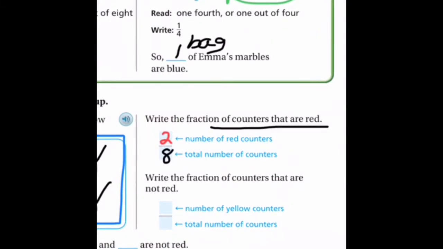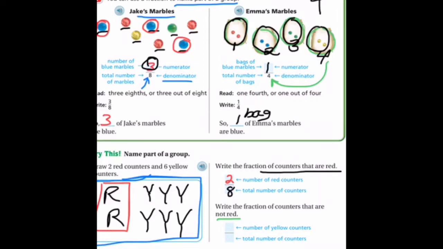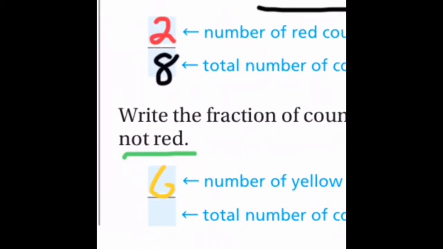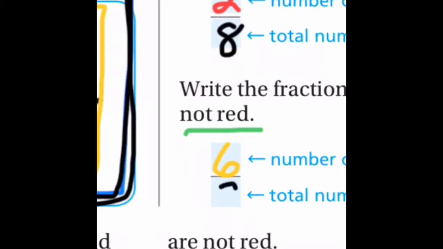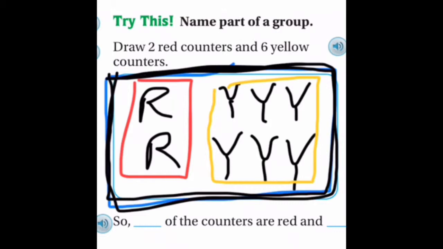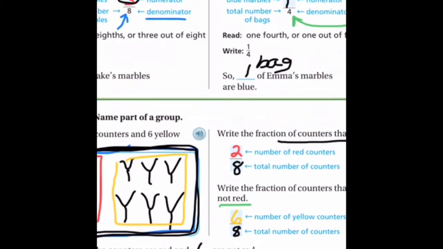Write the fraction of counters that are not red. Okay, so we'll count those as well. And that's these guys right here. We have 6 of those. So 6 of them are not red. And then the denominator, once again, is all of our counters. All of our counters is the denominator. And we have 8 of those. So 6/8 are not red. Down at the bottom, 2 of our counters are red and 6 are not red. Okay.